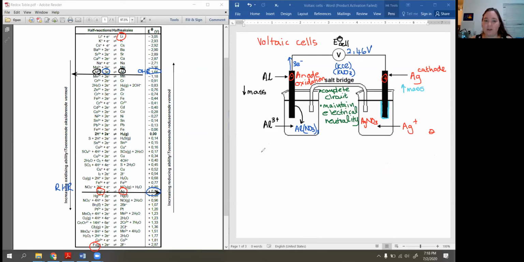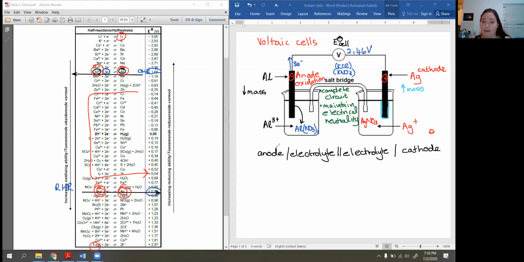So you're always going to have anode / electrolyte / electrolyte / cathode, which looks super complicated. But if I instead said to you, write down this guy, then this guy, then this guy, then this guy, in the order that you see them in the cell, it gets a lot easier. So your anode is always going to be the first one that you read, aluminium.